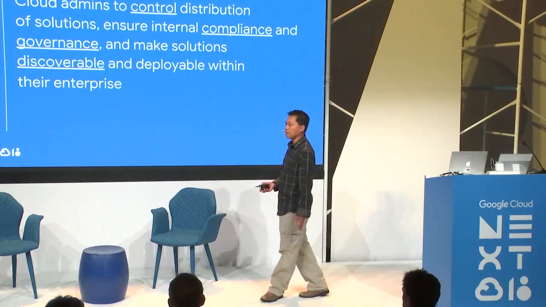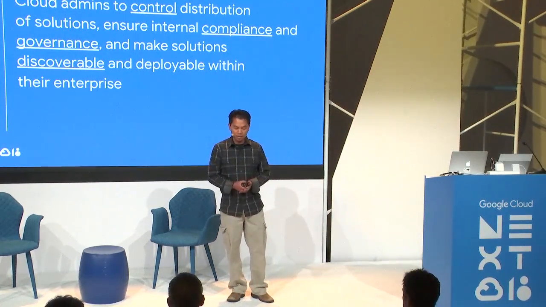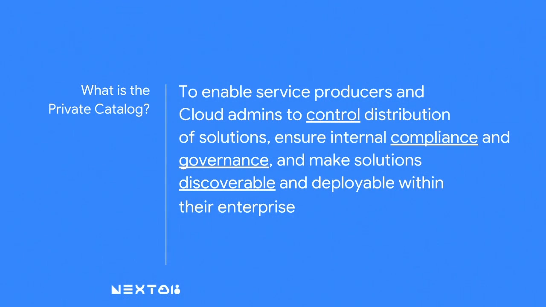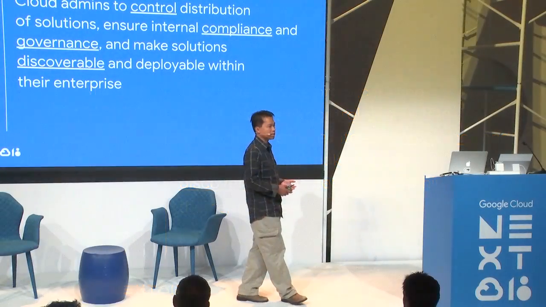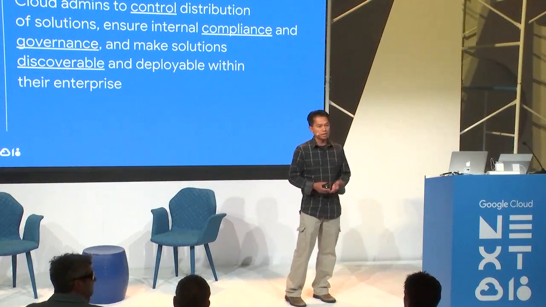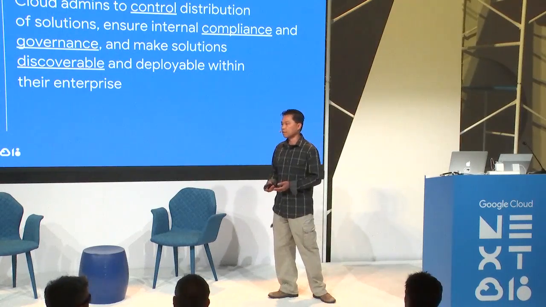I'm going to define the private catalog the way we think it should be. It's to enable service producers and cloud admins to control distribution of solutions. We want to ensure internal compliance and governance. And we want solutions to be discoverable within your enterprise and, of course, easily deployable. So the words control, compliance, governance, discoverable are the key things I want you to take away from the session today. Those are the pillars we used to build the private catalog.